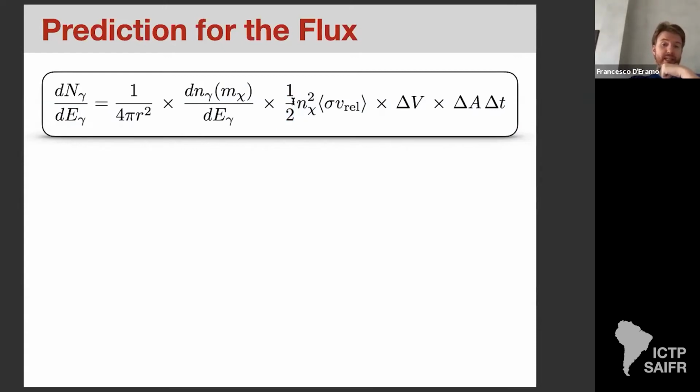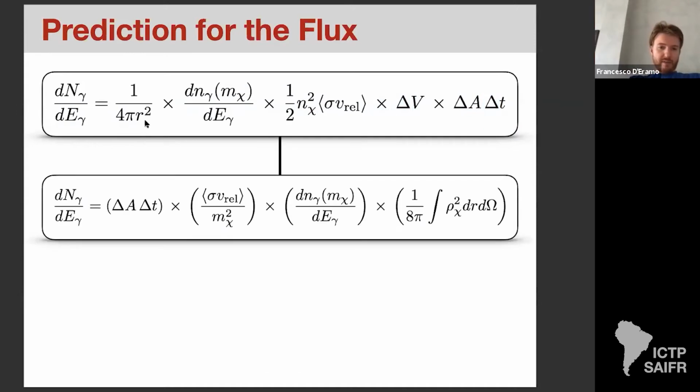Here you're basically summing over all the possible dark matter pairs that annihilate through each other. Then you have the volume of the region that you are observing, where these photons are produced. Then you have the area of the telescopes and the exposition time, okay? So you can rewrite this equation. I invite you to do the intermediate steps, but it's really straightforward.